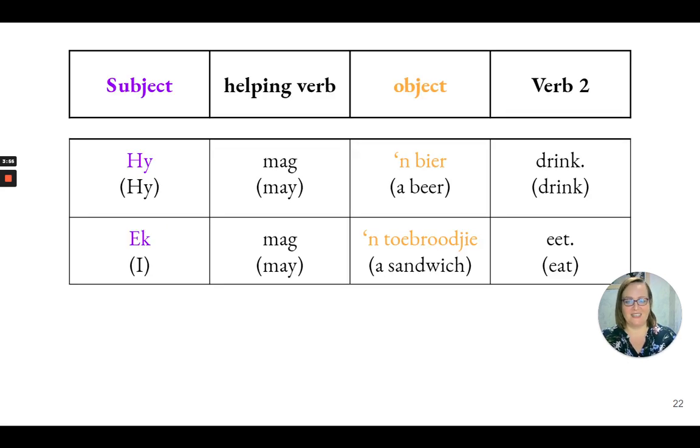Okay, let's do it. Hy mag 'n bier drink. Ek mag 'n toebroodjie eet. Okay, so you can see the translation there. I'm going to look at what the helping verb is doing. It's saying that he may drink a beer. I may have a sandwich. So we have mag. If you've got that helping verb there, and there aren't any other helping verbs, these are the only ones that are there, that automatically shifts the verb to after the object, at the end of the sentence before the infinitive.